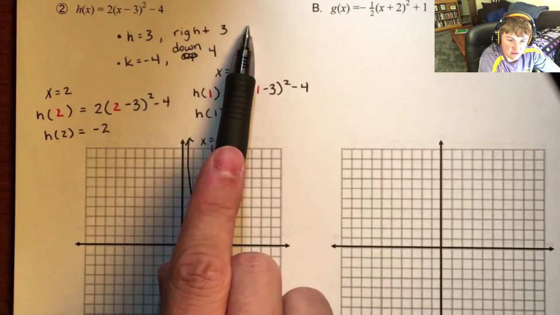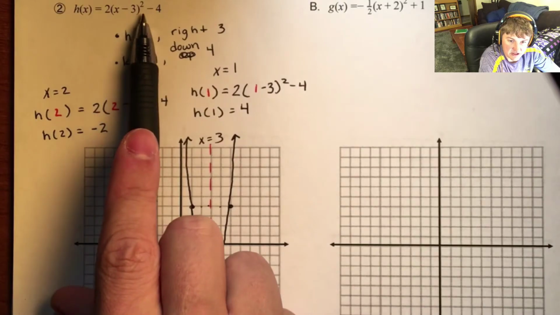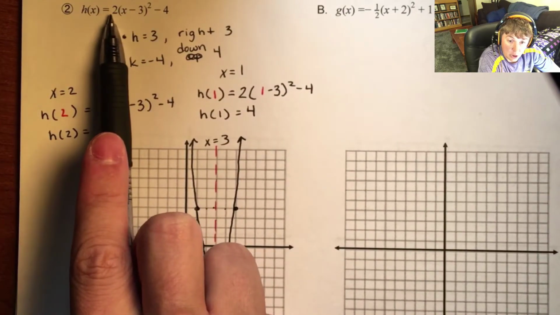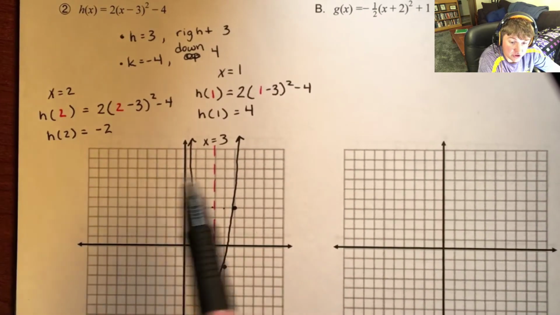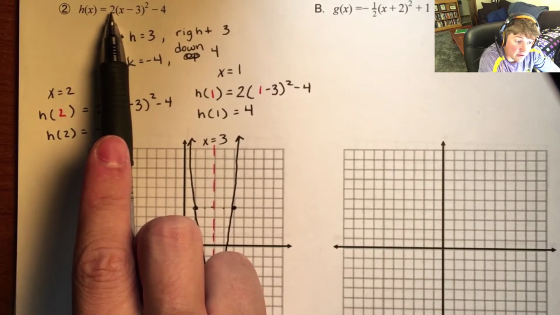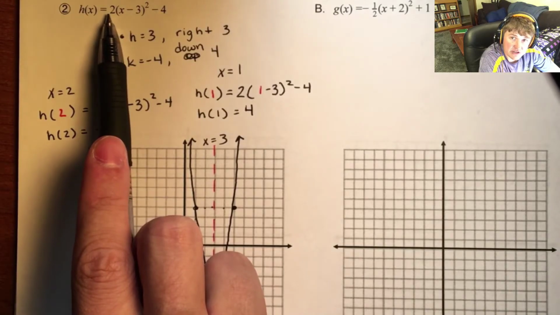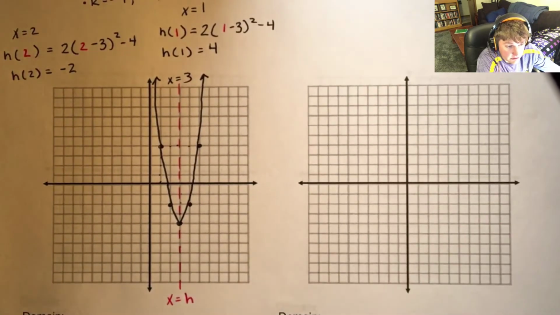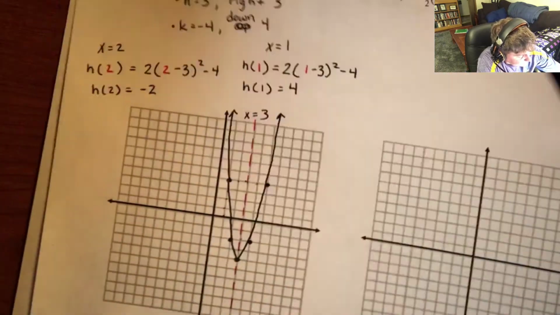We know it was shifted to the right 3 and down 4, as we said here. This tells me it's going to open up because a value is positive, which it does. And then since this number 2 is greater than 0, that's the value, if it's greater than 0, it's going to be a little bit narrower. So that checks all of our boxes.